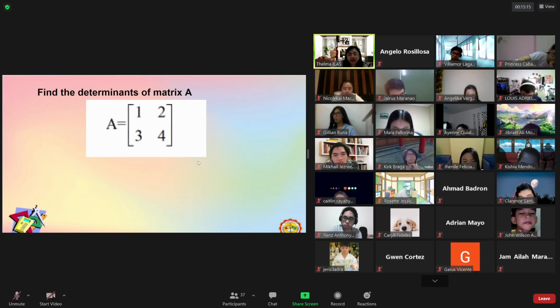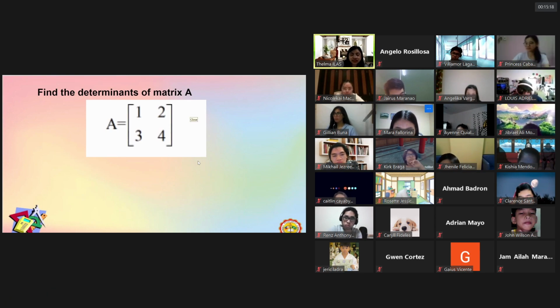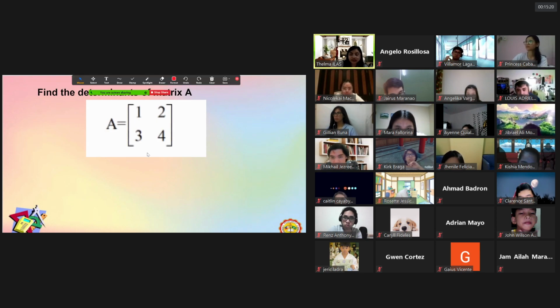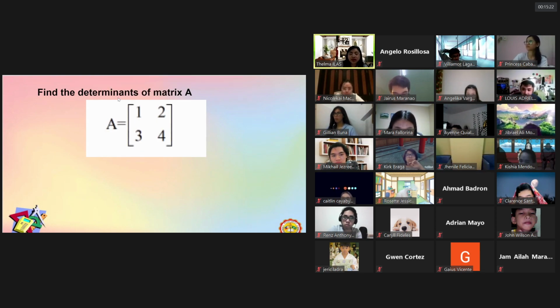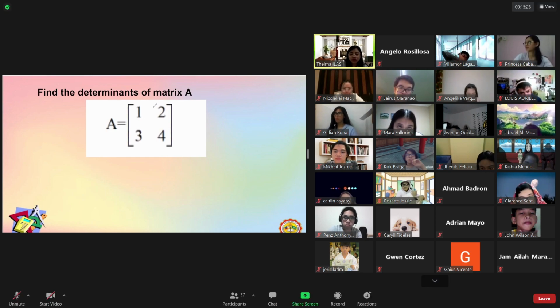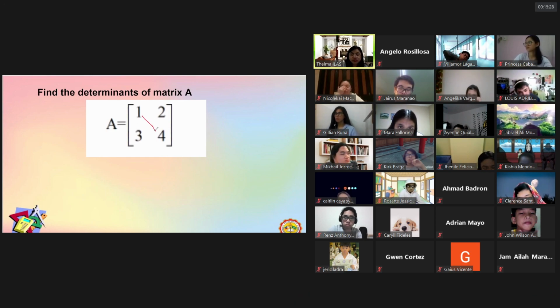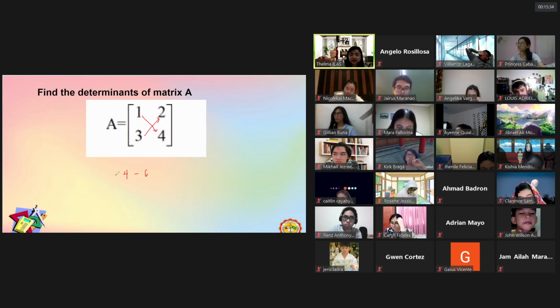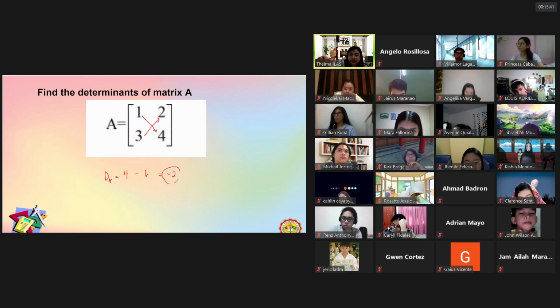Okay, so that means the answer is negative. Angelo, yes, correct, no? Negative 2. Okay, how do we get negative 2? Of course, we just multiply, no? So, 1 times 4 is 4, minus 3 times 2 is 6. So, therefore, the determinants of A is equal to 4 minus 6 is negative 2. This is the answer. Okay?